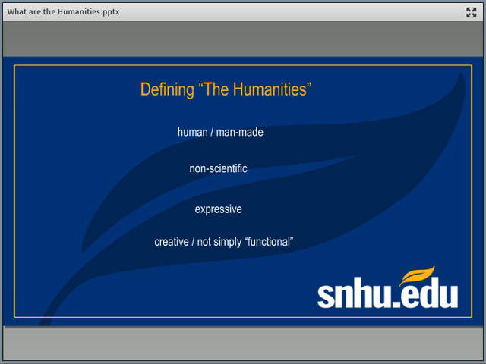So again, while we can find plenty of things that may be man-made that are beautiful or attractive or appealing to us, like a chair or another kind of beautiful piece of furniture, if its main function is not creative or expressive of a particular emotion, then we don't lump it within this category of the humanities. We would consider it more an object, a utilitarian object or a functional object.